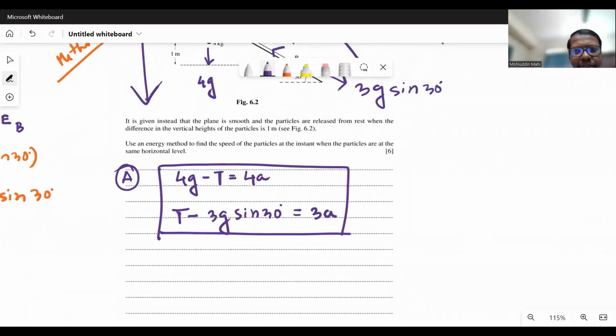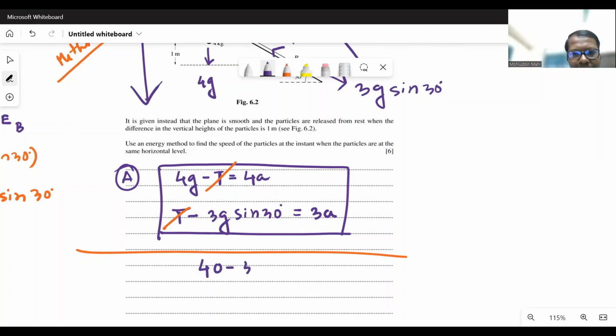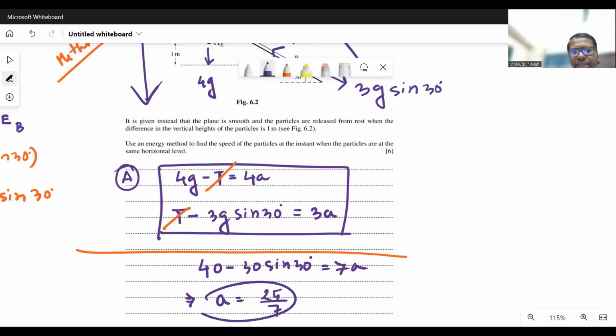So if you solve them simultaneously, T cancels. We're getting 40 minus 30 sine 30 equals to 7a. We are adding the two equations. If you solve it from here, you will get a value of acceleration. The value of acceleration is going to be 40 minus 30 sine 30 divided by 7. That's 25 by 7. So that's the acceleration.